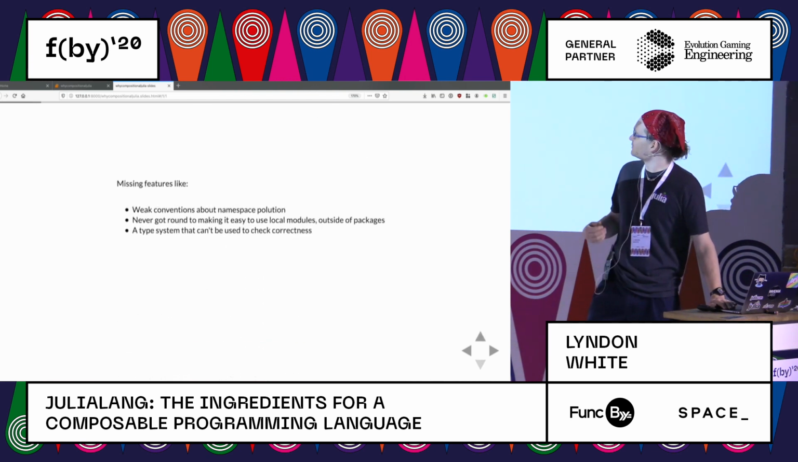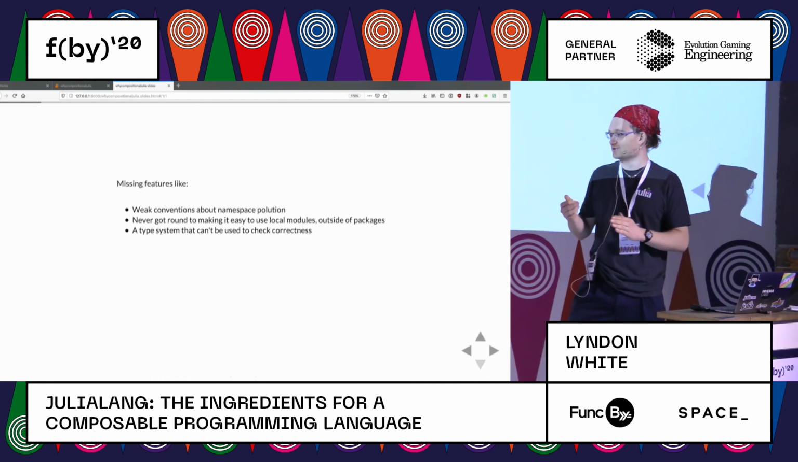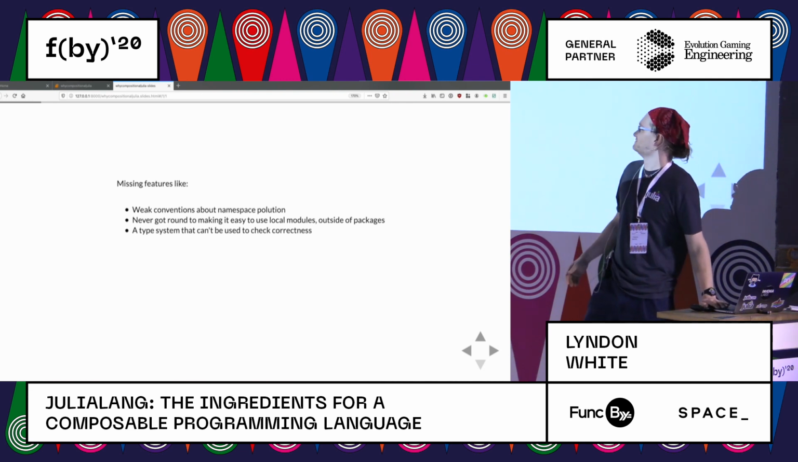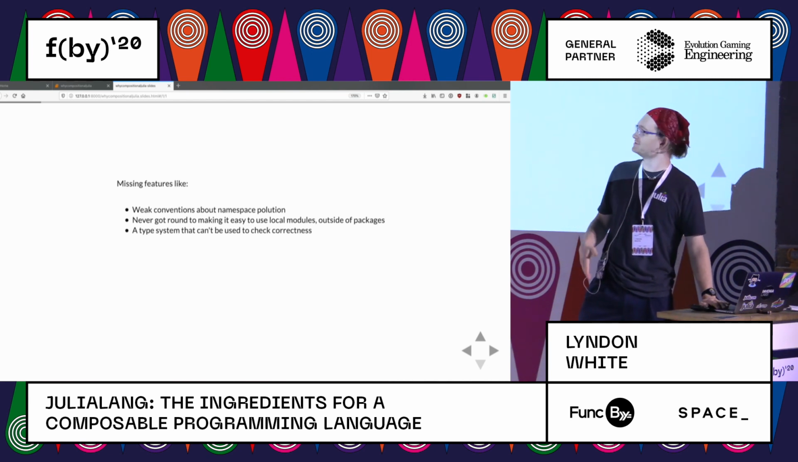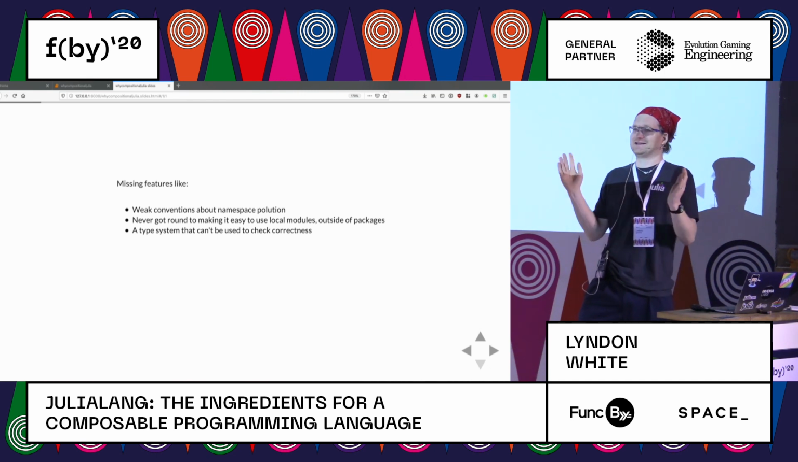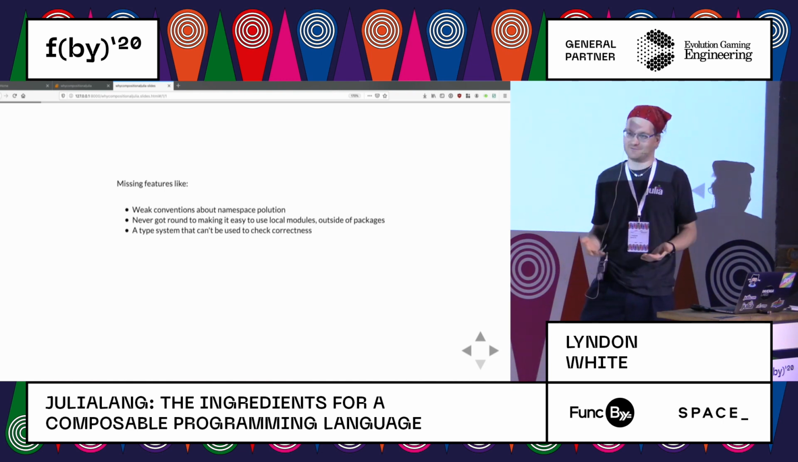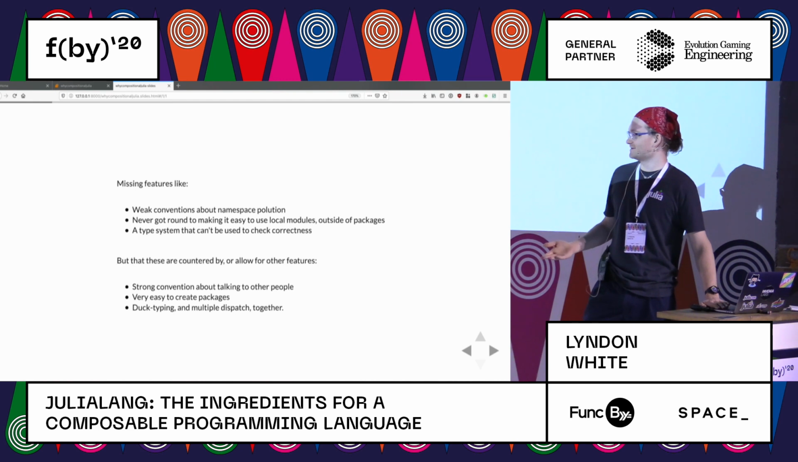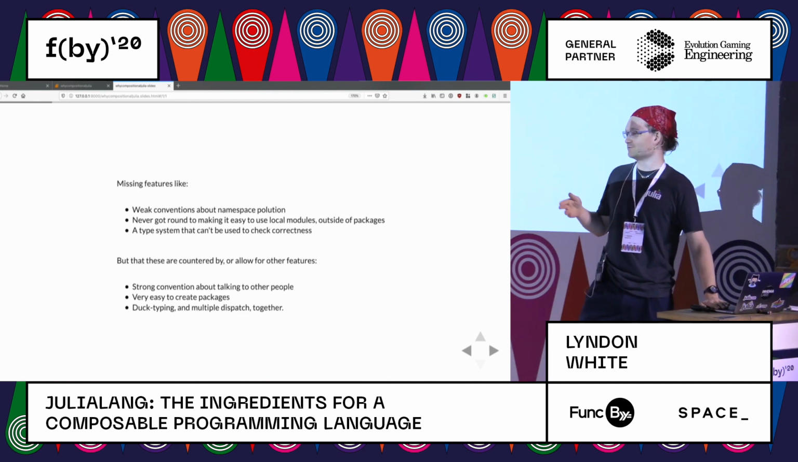I'm going to talk about things like namespace pollution being common. The convention is to pollute your namespace in Julia, which is weird. No one ever got around to making it easy to use local modules. The type system can't check correctness. If you've got a static languages background, like I used to have, you'd think, what, is this even a type system? It can't even tell me what my function is going to return. But then it gets counteracted by conventions around communication, being able to create packages very easily, and being able to use duck typing and multiple dispatch together.